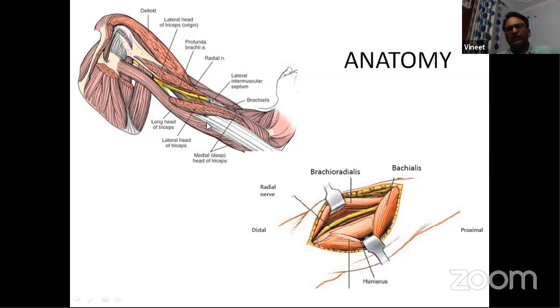Like any other nerve, it can be injured anywhere along its course. It can be compressed by various causes, but this is the most common site. And then on the anterolateral aspect of the elbow, and when it passes on to the forearm, that is the other more common site where it gets injured.